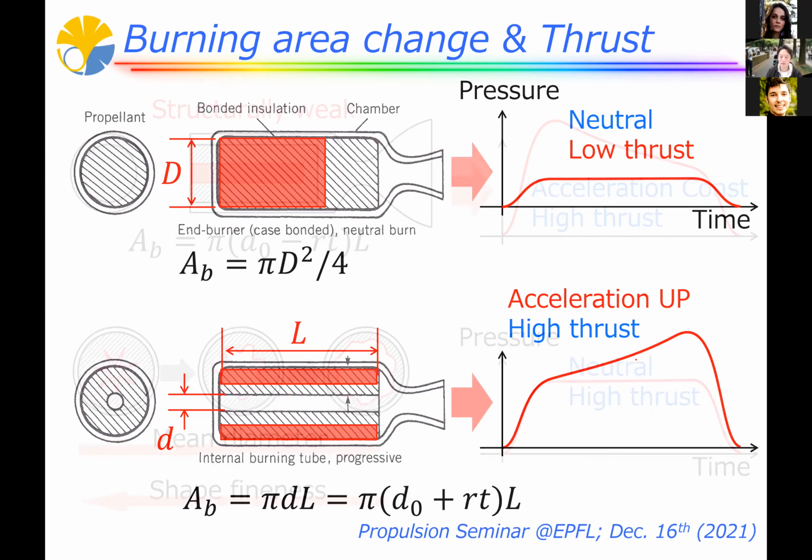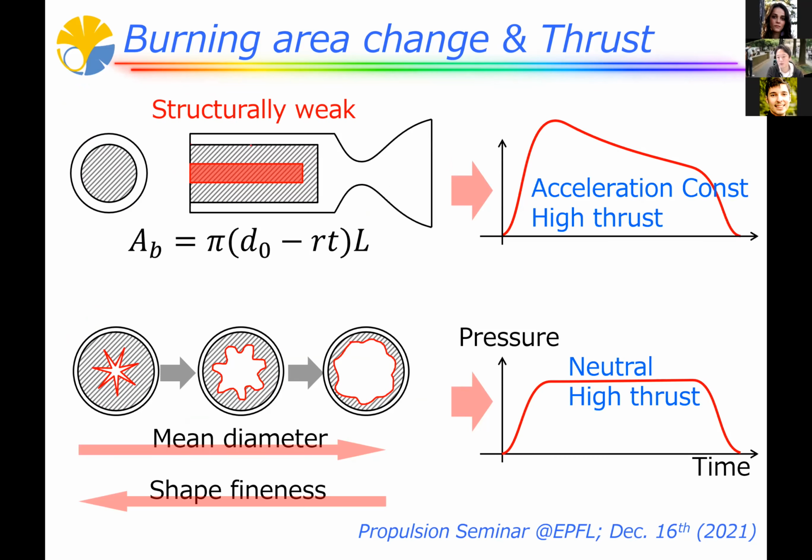And another candidate would be like this. So outside combustion. Maybe by using this kind of configuration, we can start from a very large area and it's gradually decreasing. So this would be good in the point of thrust and acceleration. So surface area is large enough and acceleration would be constant.